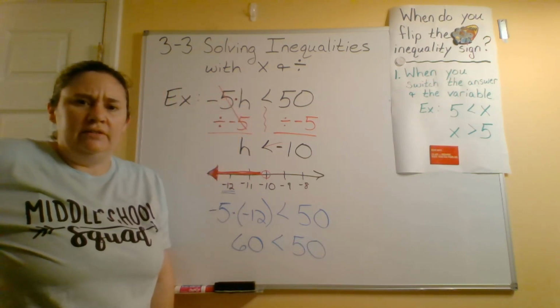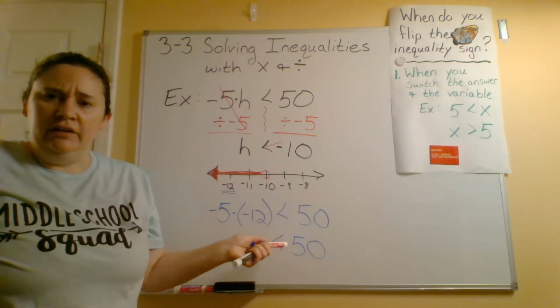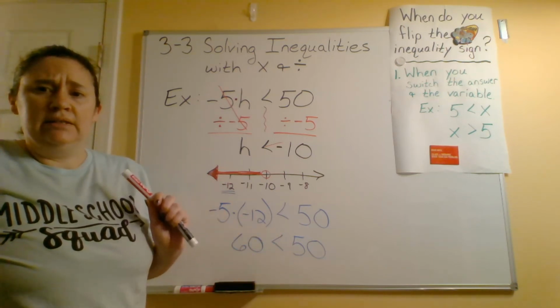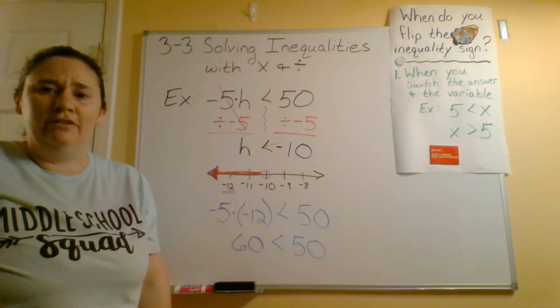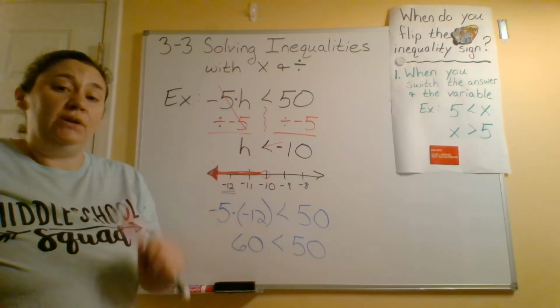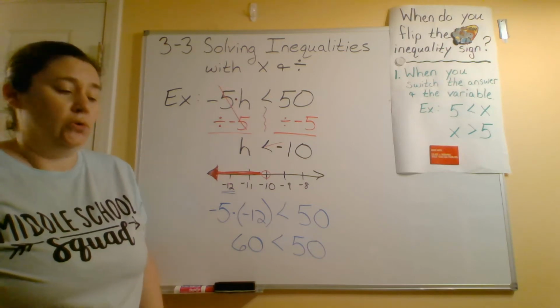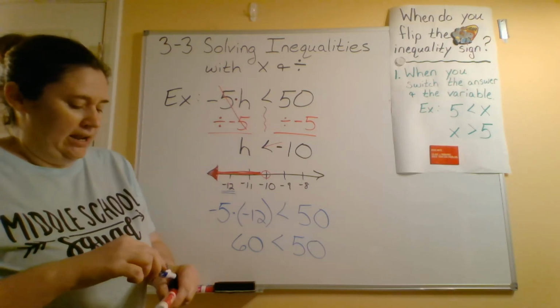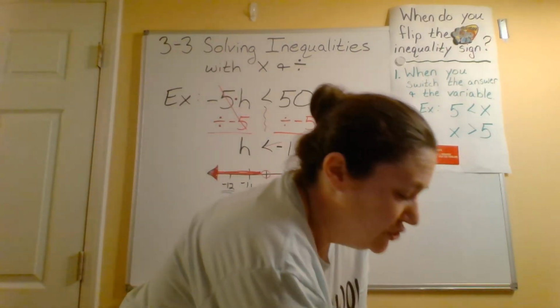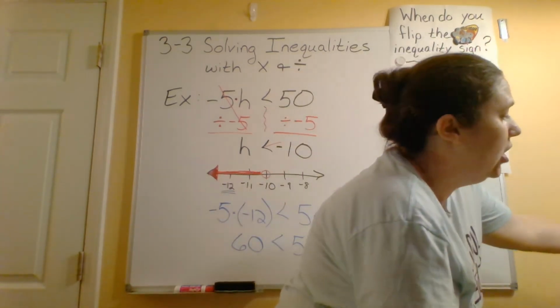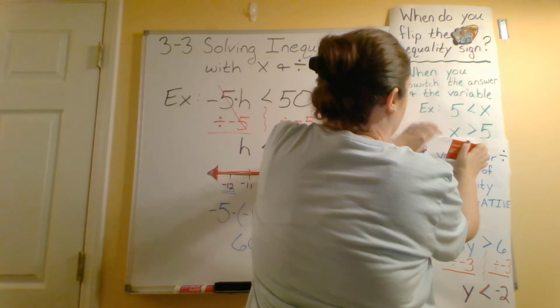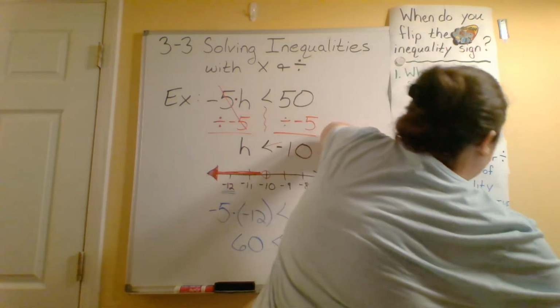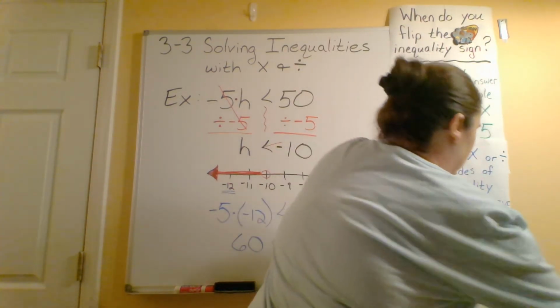Wait a minute. Is 60 less than 50? No, it isn't. So what happened? What went wrong? This can't be the right answer. The reason we went wrong here is because there's a rule I didn't tell you about, and I'm going to hang it up over here, and you're going to need to put a big star in your notes and write this down because it's super important. It's something you have to memorize.